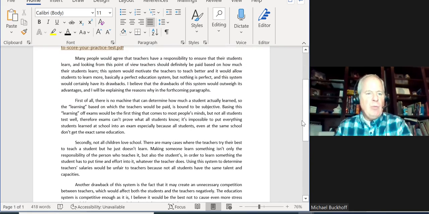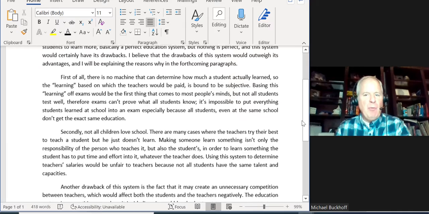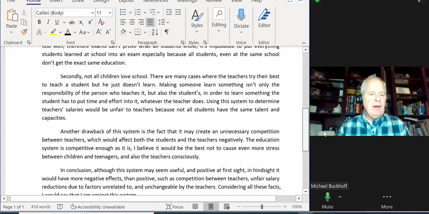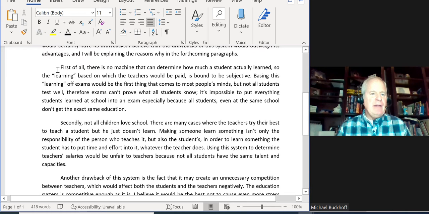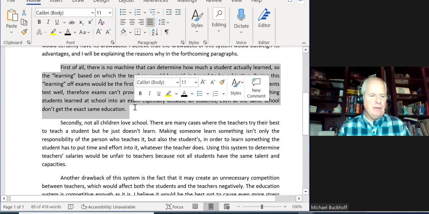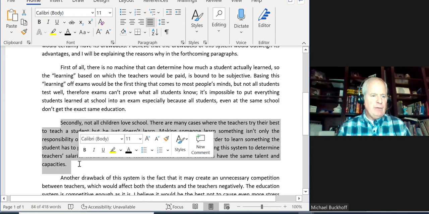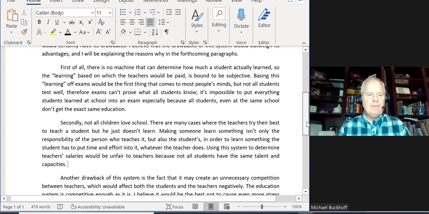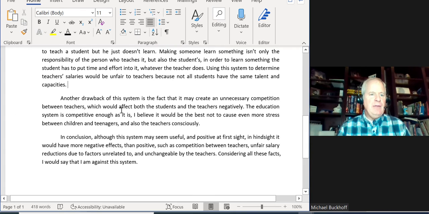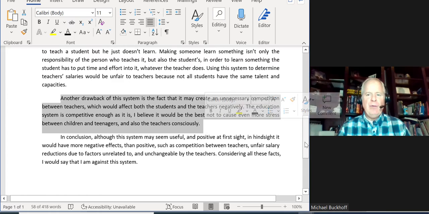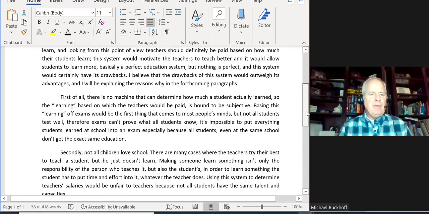Let's take a look at one of the paragraphs, and one of my recommendations is paragraphs 2, 3, and 4. Try to get these to about 100 to 150 words apiece. This is 89. This one is 84. And then this one is 58. So you could develop ideas a bit more.